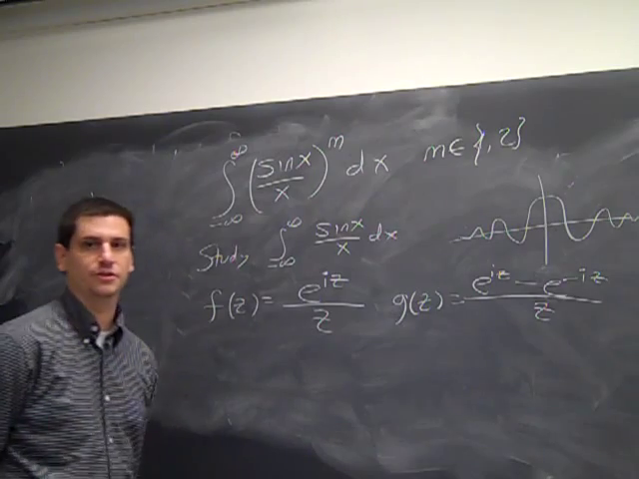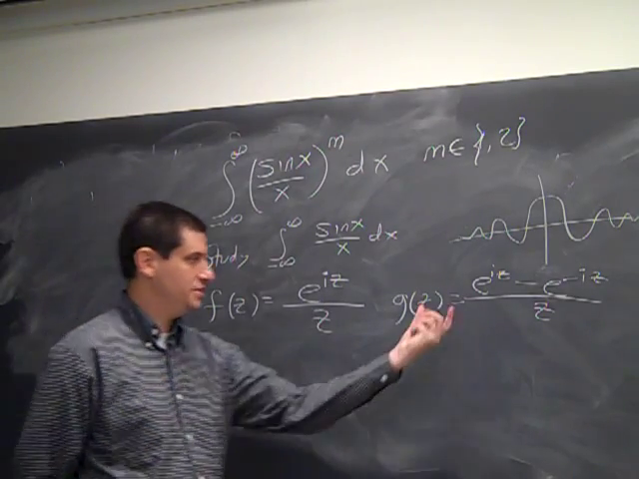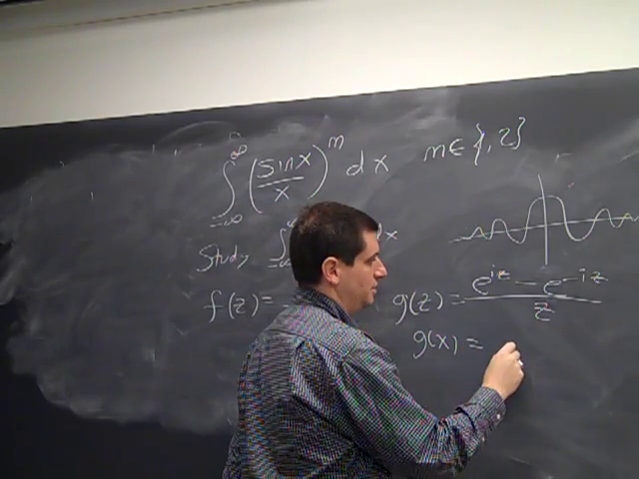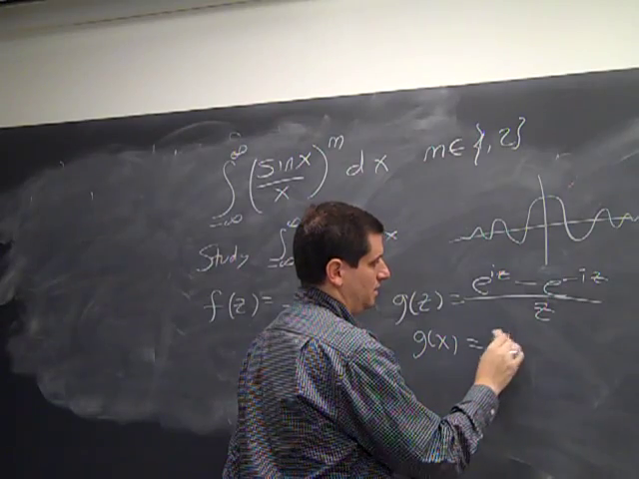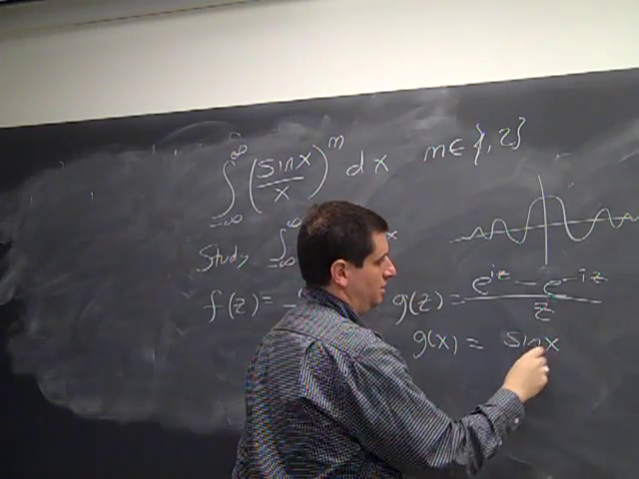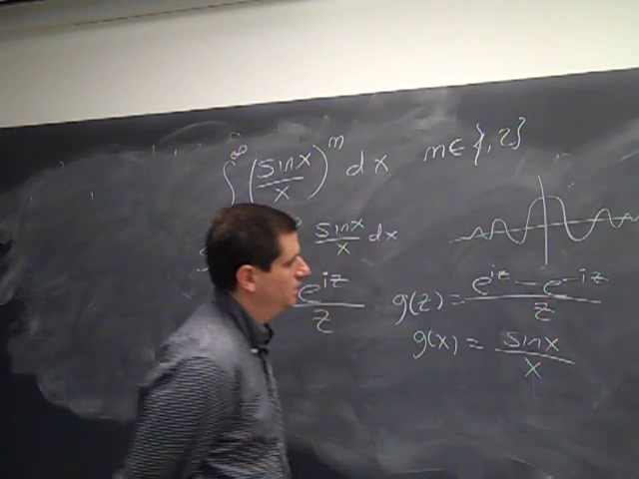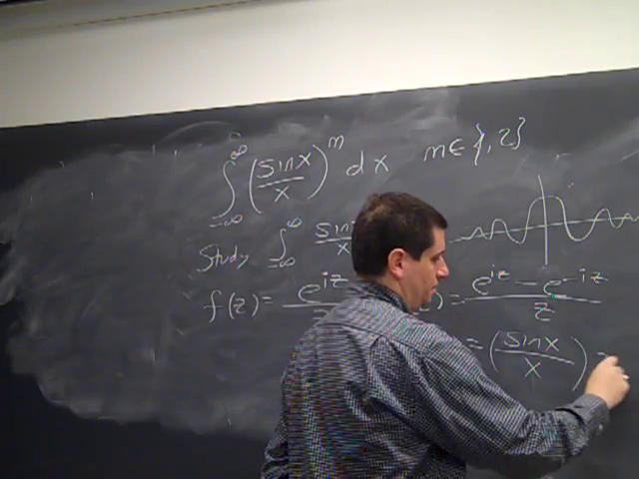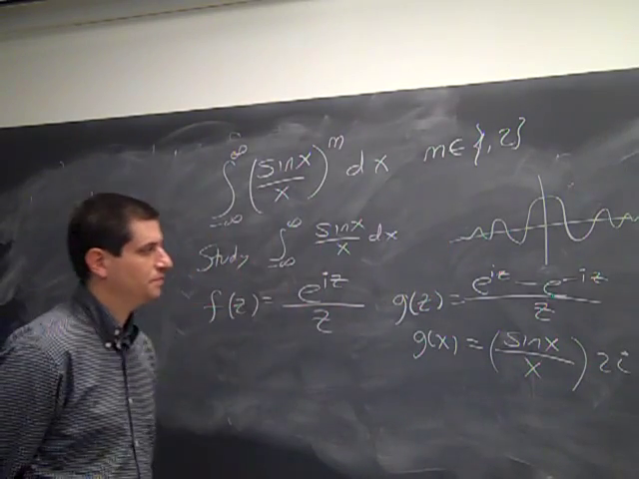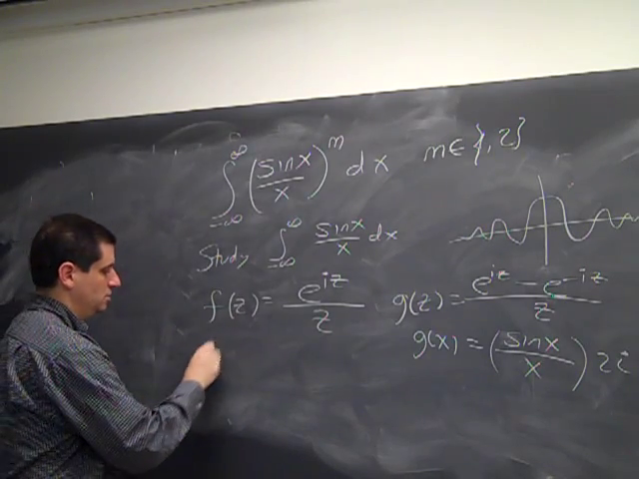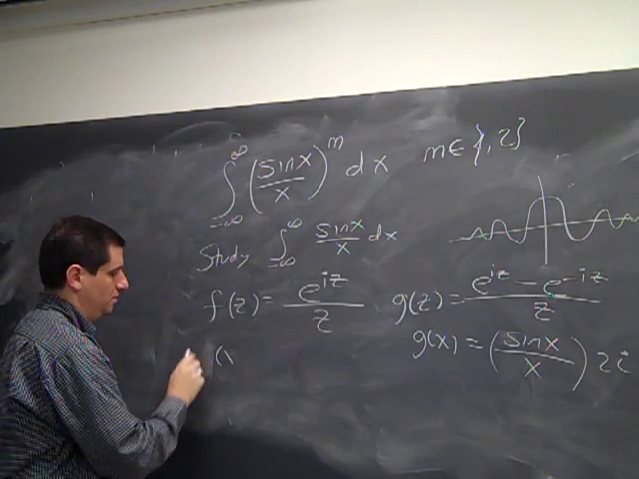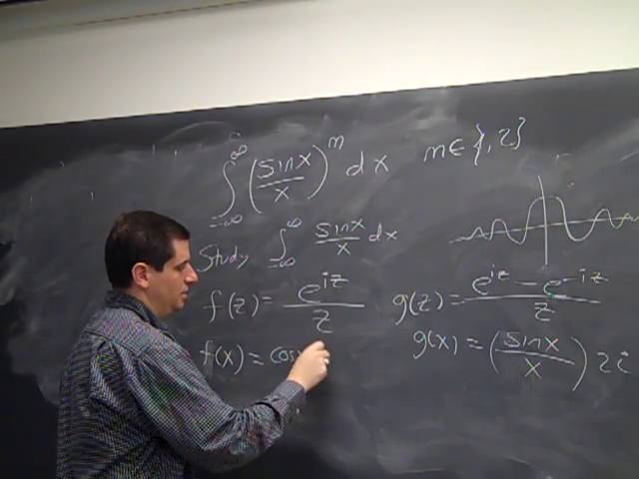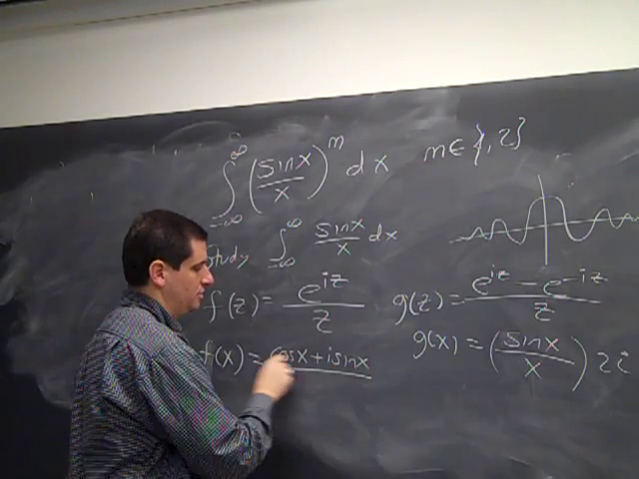I have two choices for functions. The advantage of this is when z equals x, g of x is just sine. Let's see, I was going to say now I need a 2i somewhere, so maybe times 2i. Over here, f of x is going to be cosine x plus i sine x over x.